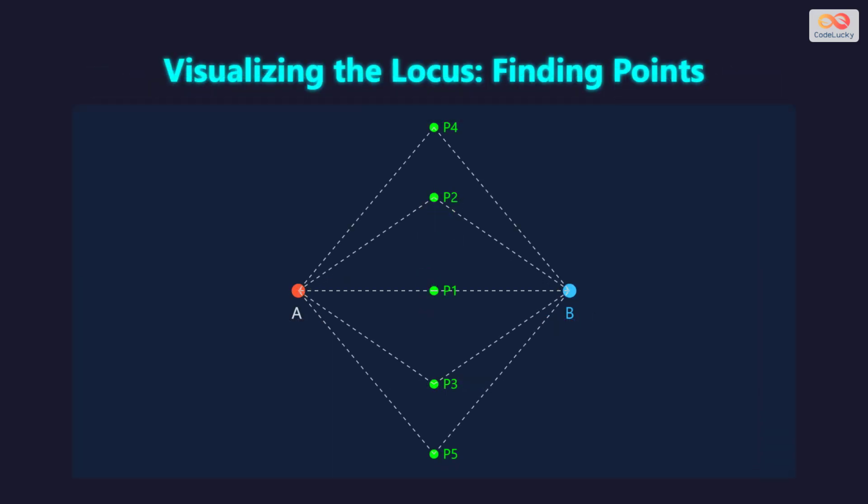To figure this out, let's start by finding a few points that fit our rule. We can easily find the point that's exactly in the middle. We can also find a point above it and a point below it that are the same distance from A and B. As we find more and more of these points, a pattern starts to emerge.